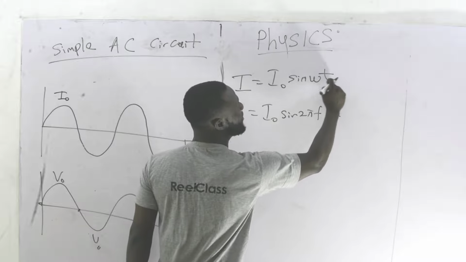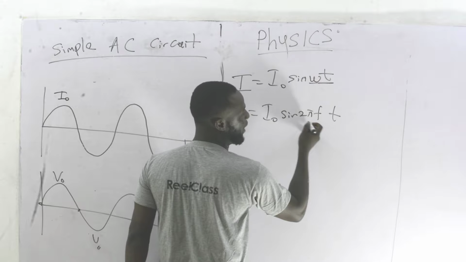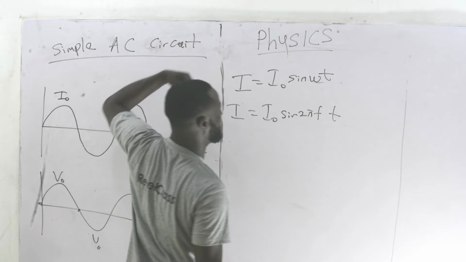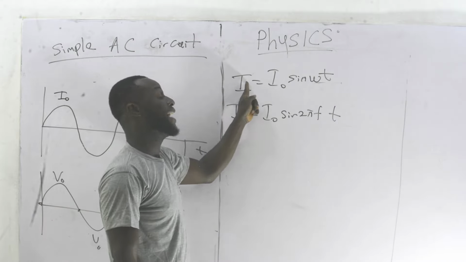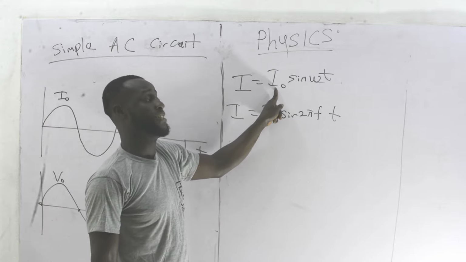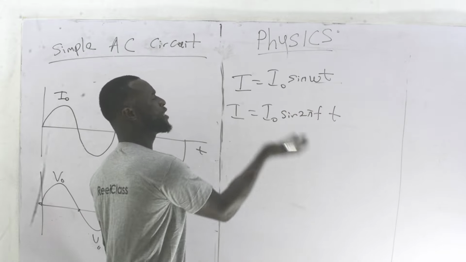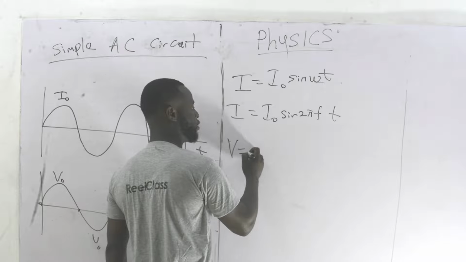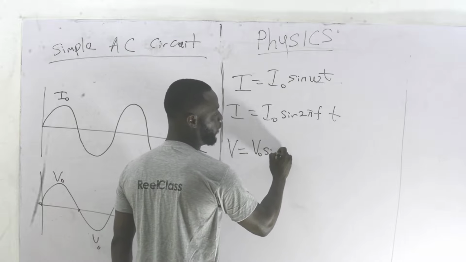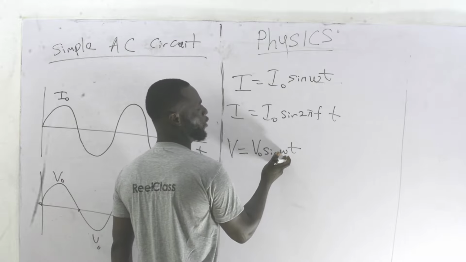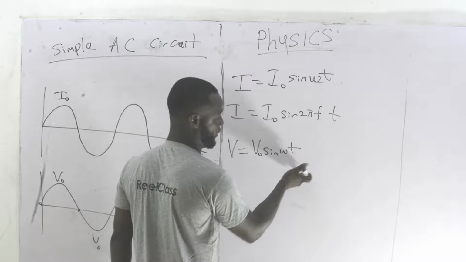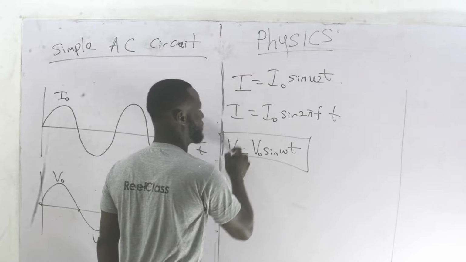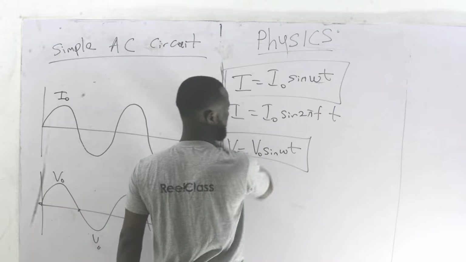The whole of this place from here to here is the phase angle. So this is how I can represent an alternating current. I is the instantaneous current and I naught is the peak current. I can do the same with voltage. An instantaneous voltage will also be V = V naught sin(ωt). And of course I can also say 2πft. Instead of writing ω, I can say 2πf. So this is very important. And this is also very important.